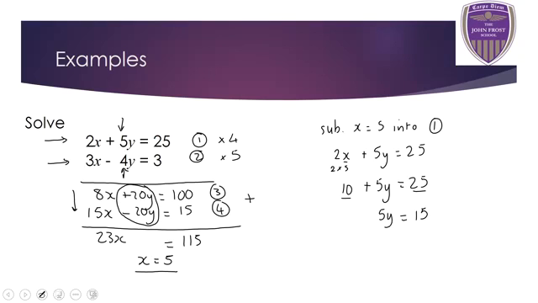It means that 5y is equal to 15. 5 goes into 15 3 times, so y equals 3. Again, we've solved our two simultaneous equations. The solutions are x equals 5 and y equals 3. Again, please pause the video and make some key notes.